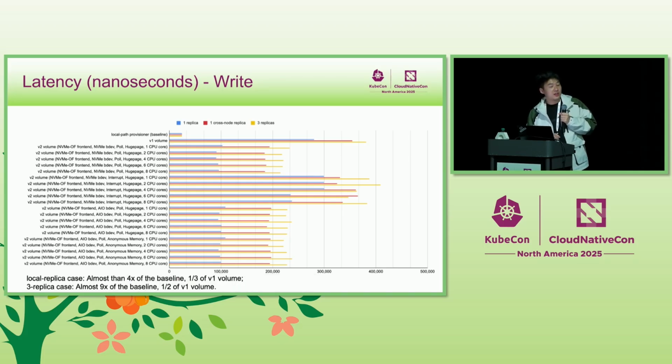Since write is synchronized write, it's a little bit worse compared with the read. But for V2, we can also achieve, let's say, 4 times of the baseline, 1/3 of the V1 volume in the local replica case.